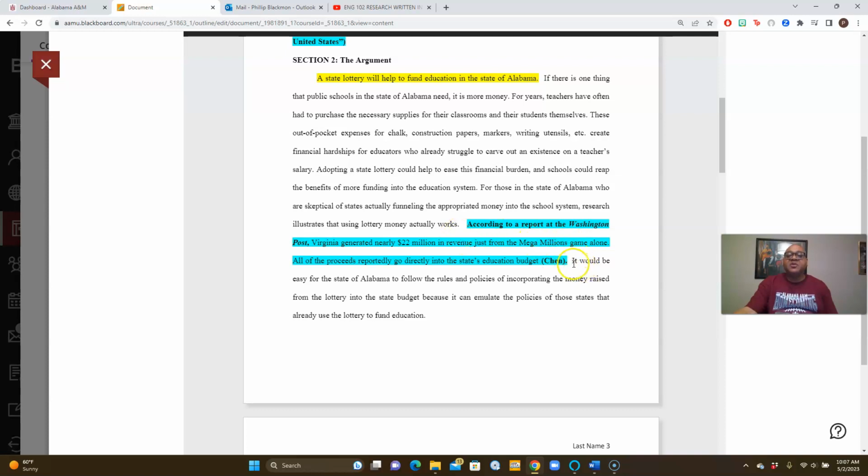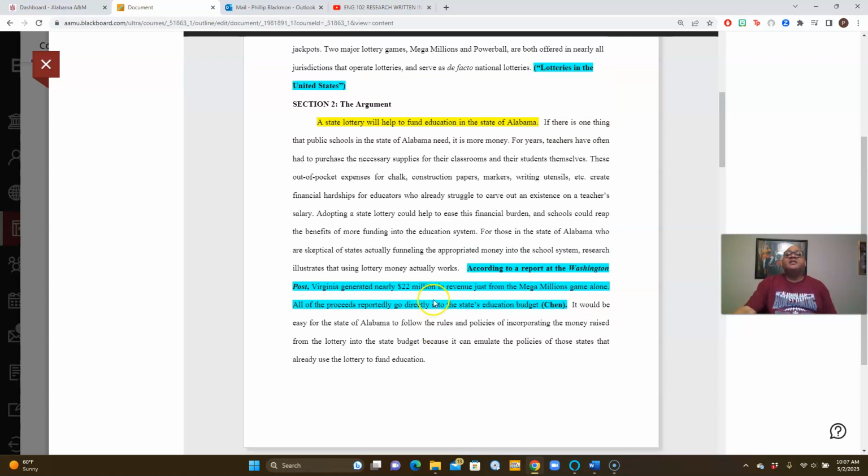Going back to my words, it would be easy for the state of Alabama to follow the rules and policies of incorporating the money raised from the lottery into the state budget because it can emulate the policies of those states that already use the lottery to fund education. So look at this. Remember the 70-30 rule. 70% of the paragraphs that you write have to be in your own words. They have to be, right?